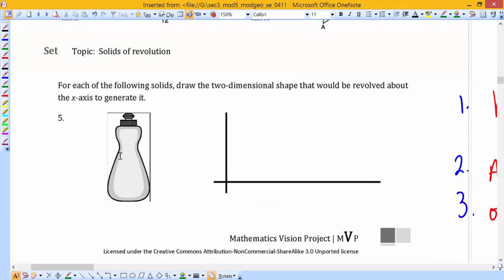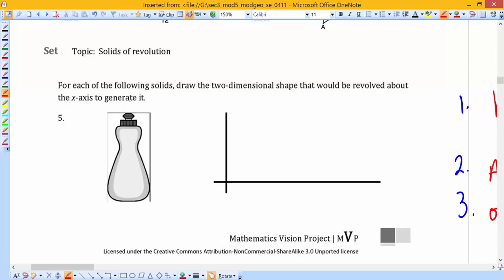Okay, so in class, we were talking about revolutions. What if I have one shape and I revolve it, what am I going to get? Or if I have this shape, what did I have to get it? What was the original shape, the two-dimensional flat shape before it was revolved? So for each of the following solids, draw the two-dimensional shape that would be revolved about the x-axis to generate it. Think of revolution as always a circle, and we're moving a shape very fast in a circle, so it looks like a three-dimensional figure.